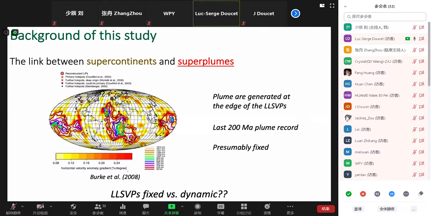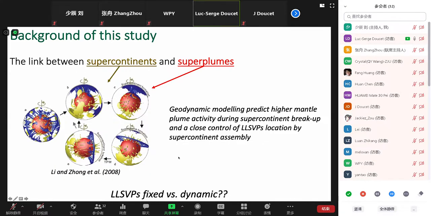On the other hand, some people think they might be dynamic. So some people think that the position of the LLSVPs and when they produce hotspots is linked to other processes. And a major breakthrough was made in 2008 by Li and Zhong. They published a paper where they show, using geodynamic modeling, that there is a clear link between what's going on at the surface and what's going on at the core-mantle boundary. So I will explain what this is about.